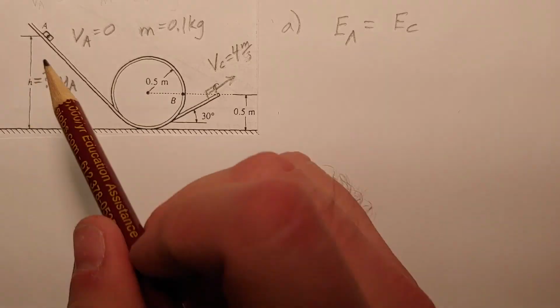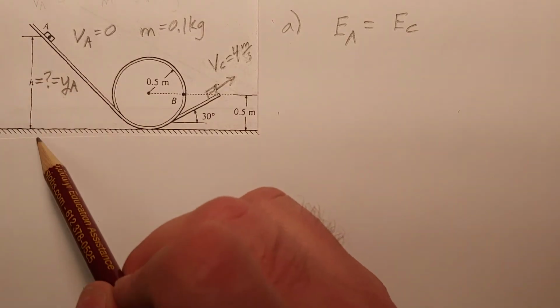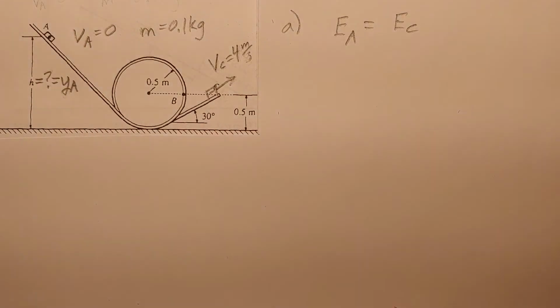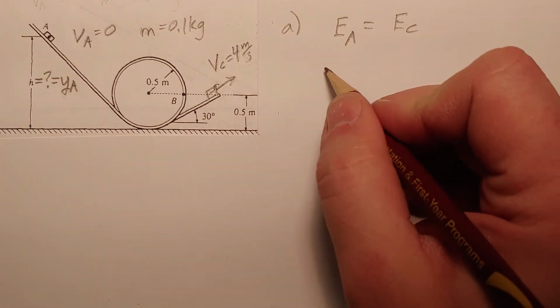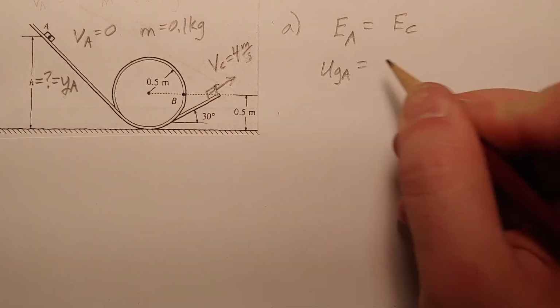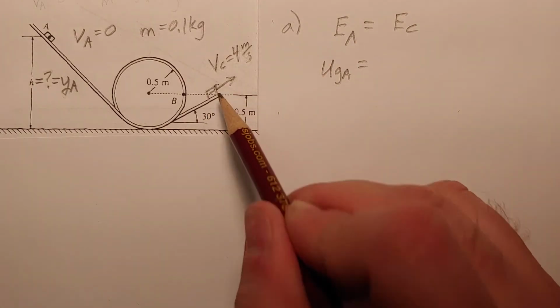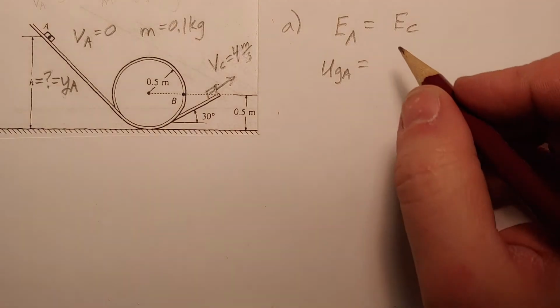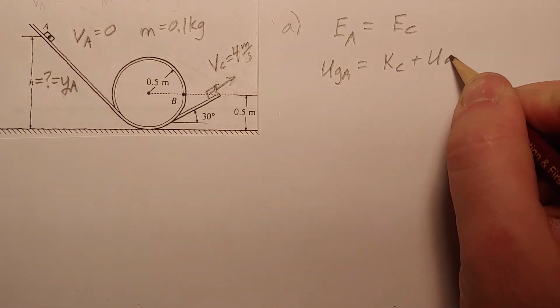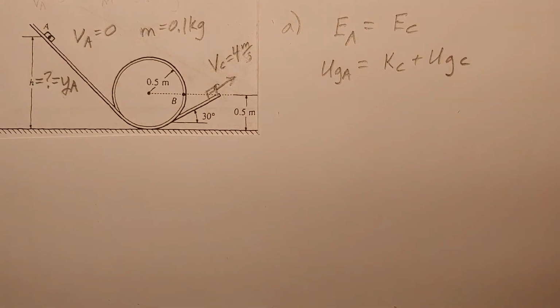At point A, it's only going to have gravitational potential energy because it's up in the air, but it does not have any speed, so it should not have any kinetic energy. So my energy at point A is going to be gravitational potential energy. And at point C, it is both moving and off the ground, and so it is going to have both a combination of kinetic energy at point C and gravitational potential energy at point C.